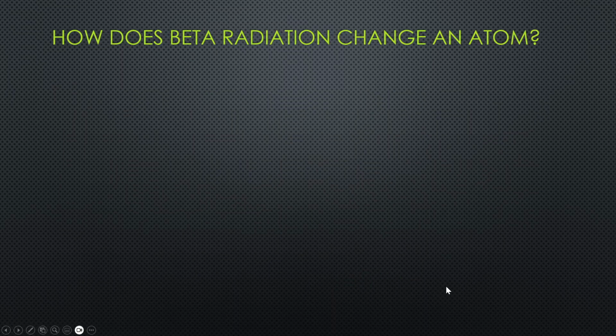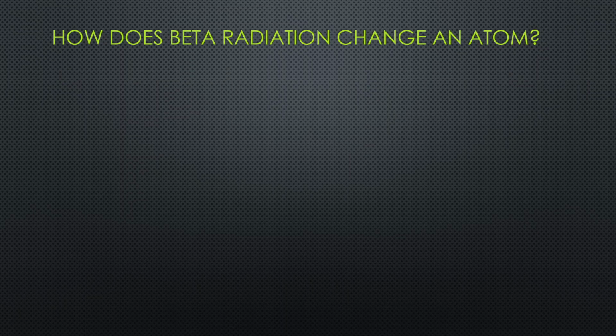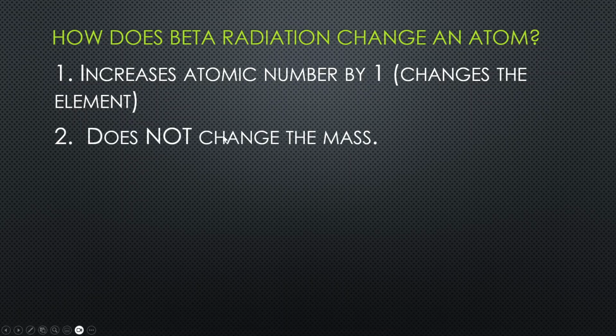So let's look at it. How does it change an atom? Well, it increases the atomic number by 1. I forgot to put that in there, so I'm going to put that in there right now. It changes it by 1. Okay, so let's go take a look. Let's see if it changes it there for me. By 1. Okay. Changes it by 1. There we go. And so therefore it changes the element.